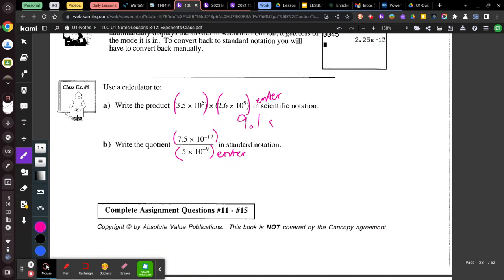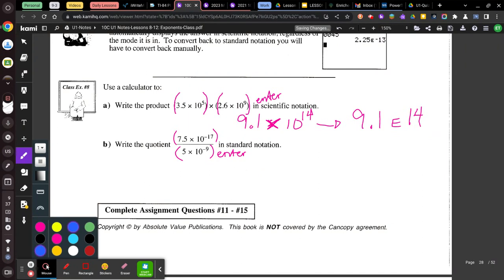So the answer will be 9.1 times 10 to the 14. Now, can you write it like this? Are you allowed to write it like this as an answer, 9.1 E 14? Are you allowed to show me that? No, you have to show me the times 10. This is what shows on the calculator. You need to show me this part when you're writing it.